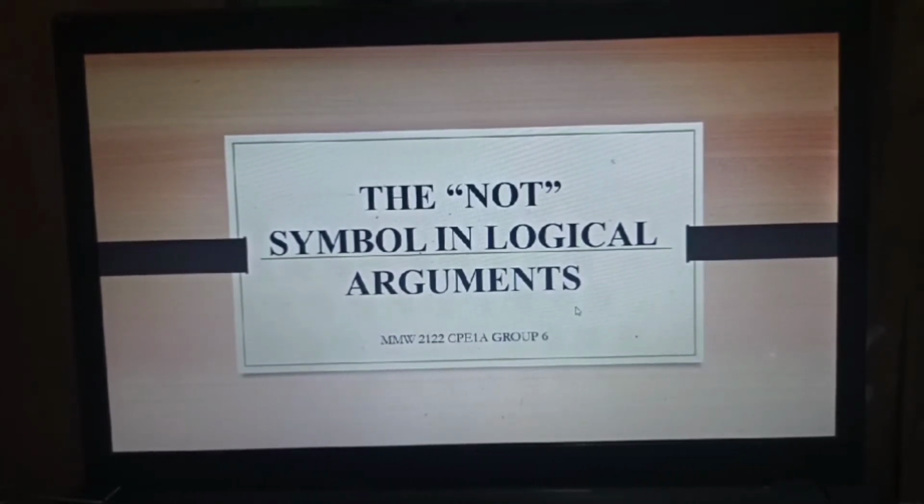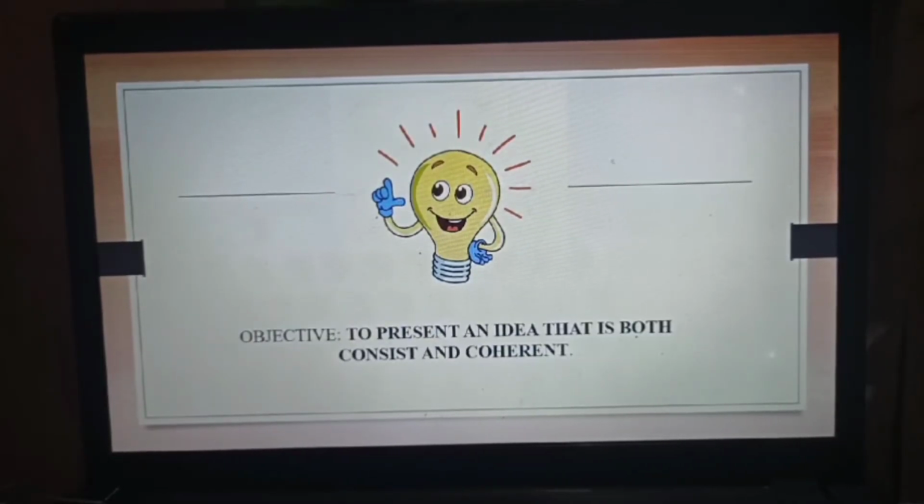So, ito po ngayon yung aking i-discuss, and then magbibigay po ako ng isang objective tungkol sa topic na ito. So, ang objective sa topic na ito is to present an idea that is both consistent and coherent.